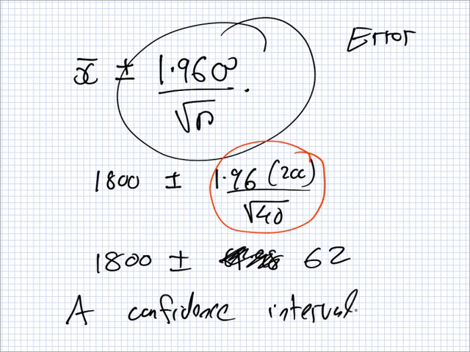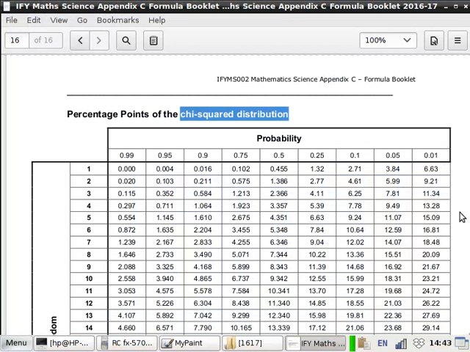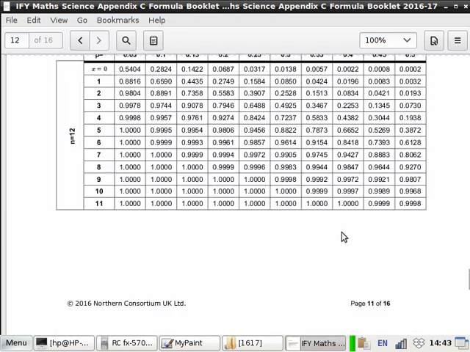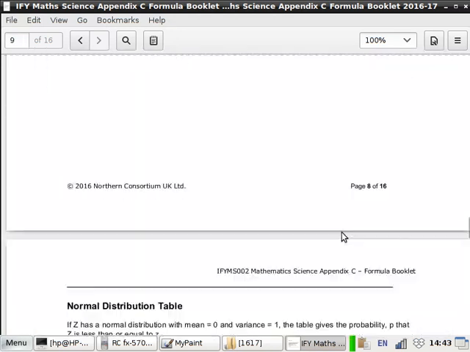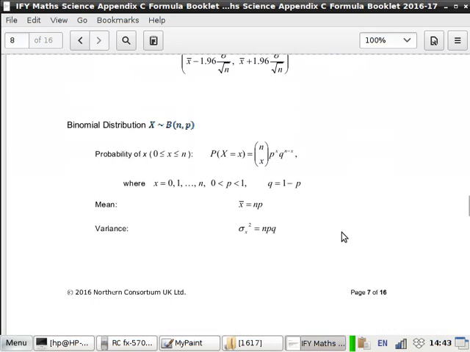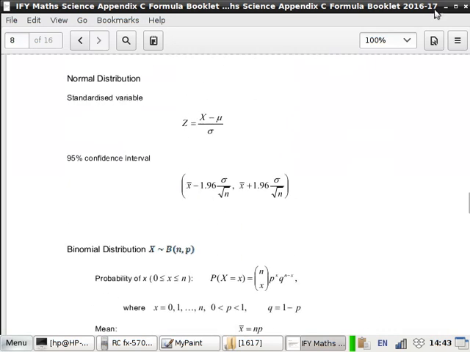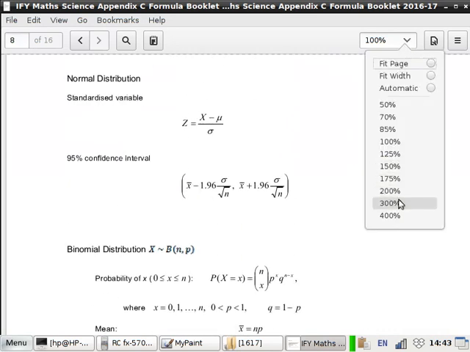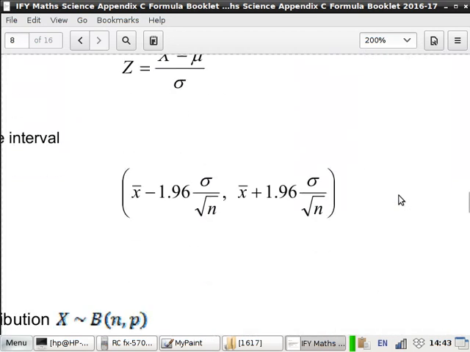Now, I believe this formula is in the formula book. Where is my cursor? Let me see if I can find it for you. There it is. Can you see it? That's the confidence interval. Now, you can see it's just a formula. You have 1.96 here. The reason it's called the 95% confidence interval is because it's still possible we're wrong. Perhaps the true mass is something like 2000.